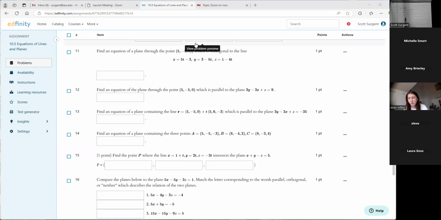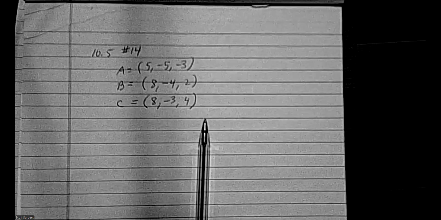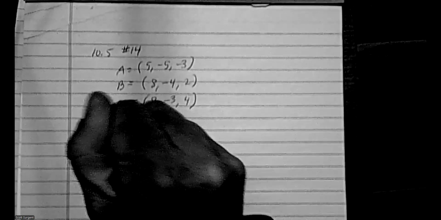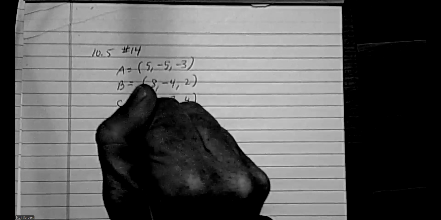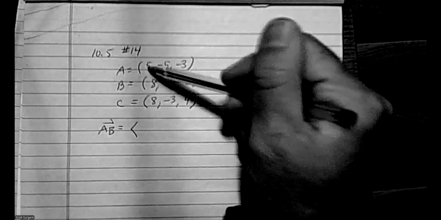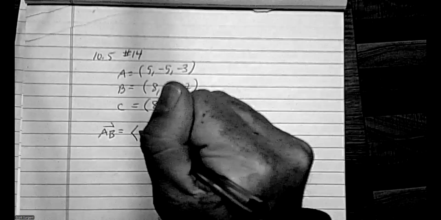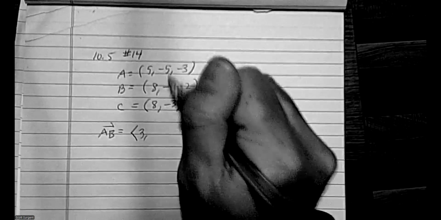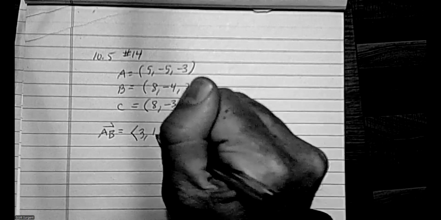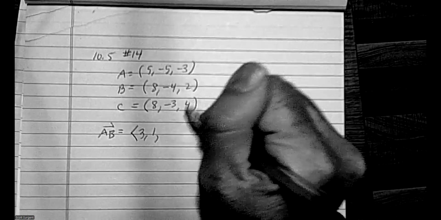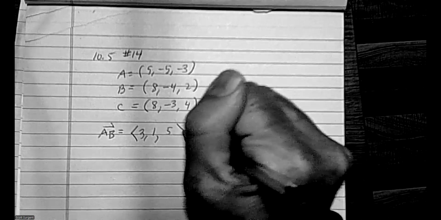So I've copied down the 3 points, and they were asked to find the equation of a plane containing these 3 points. I'm going to go to my overhead now, and do what you said: just create a couple of vectors. A to B is a good one. So we subtract A from B. 8 minus 5 is 3. -4 minus -5 is -4 plus 5, which is 1. 2 minus -3 is 2 plus 3, which is 5.